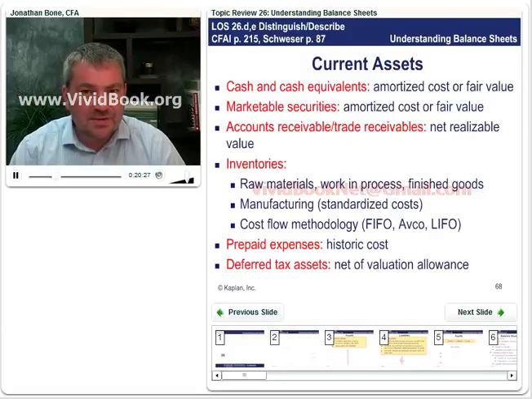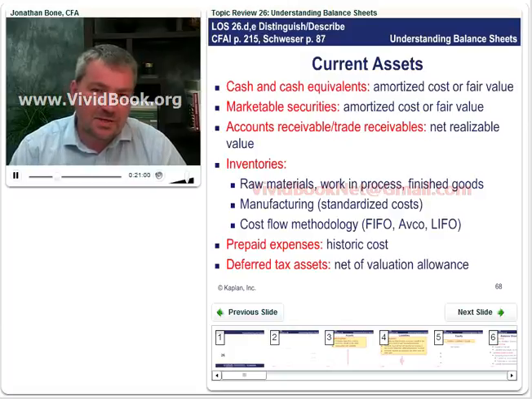Here are inventories. Raw materials, work in progress, finished goods. Raw materials, of course, are components that you're going to use in the manufacturing process. Finished goods are the finished items awaiting sale. And work in progress is where you've started to manufacture a good, but not yet completed at the year end. Manufacturing, we're going to look at standardized costs. So in other words, if you manufacture goods, it's not the actual cost of producing your good that we're going to include, but it's the normal standardized cost. What is the normal cost of producing?